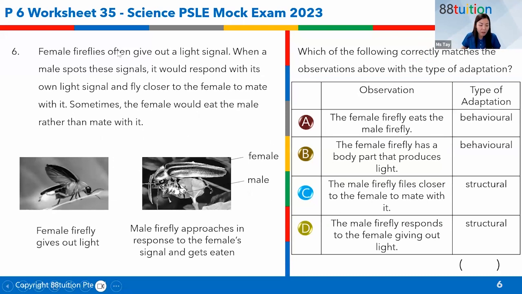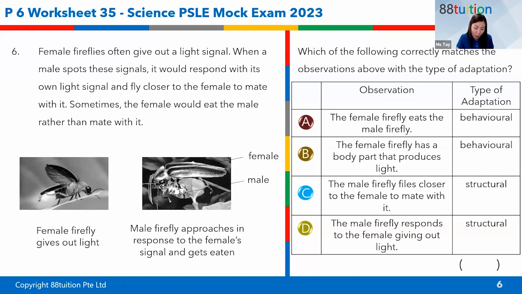All right, female fireflies often give out a light signal. When a male spots the signal, it will respond with its own light and fly closer to the female to mate. Sometimes the female would eat the male rather than mate with it. Quite scary, right? So the female firefly gives out the light, then when the male flies closer, the female actually eats it. Quite scary, yeah? This is happening in the real world.